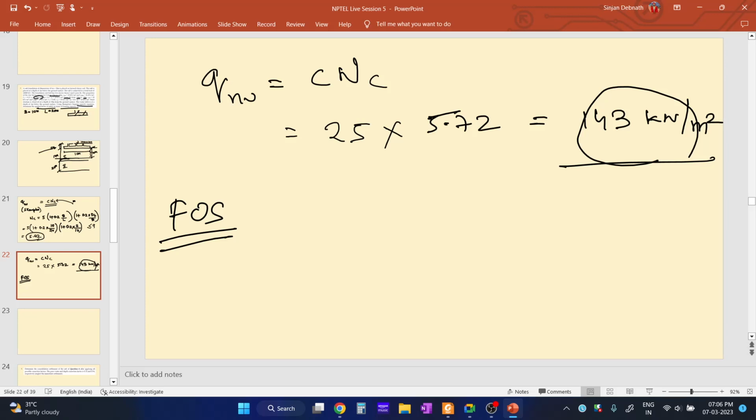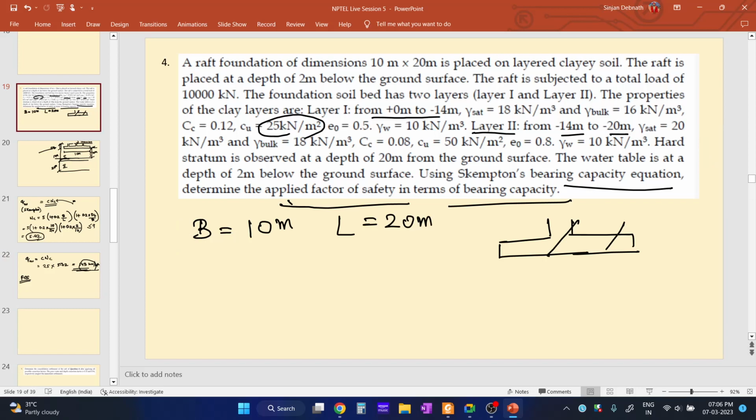So we need to find out the factor of safety. This is the maximum stress that the foundation can carry due to additional loads, that is 143 kilonewton per meter square. And what is the current additional load that the raft is carrying? It is 10,000 kilonewton. So that means what will be the stress? It will be 10,000 divided by 10 times 20.